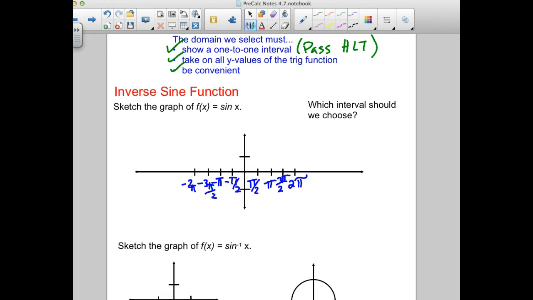All right, and let's go ahead and graph our sine curve. Sine starts at 0, goes to our high point of 1, back to 0, down to our low point of -1, and then back to 0. Okay, I want you to do the same thing on the negative side, getting a second period in here.